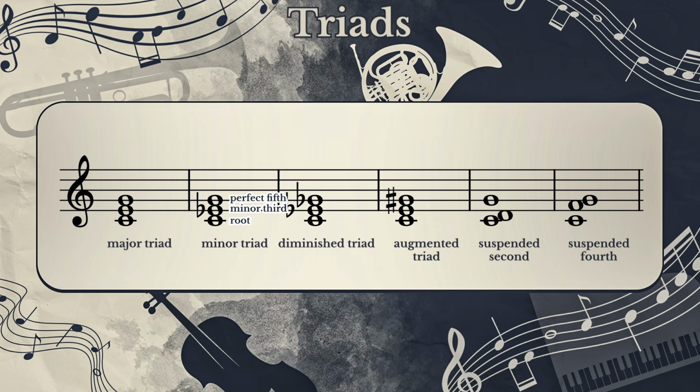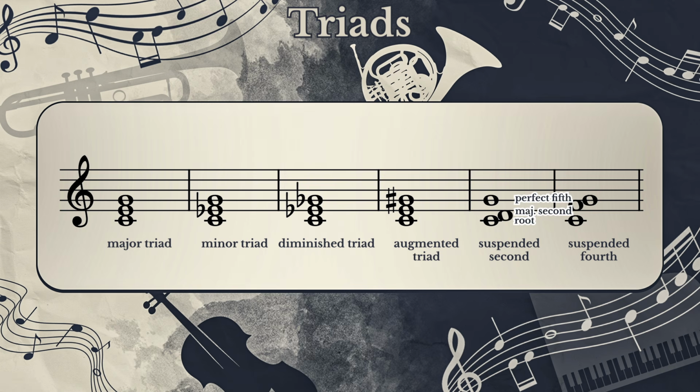The minor triad consists of a root note, a minor third, and a perfect fifth. It sounds sad or emotional. The diminished triad consists of a root note, a minor third, and a diminished fifth. It creates tension. The augmented triad consists of a root note, a major third, and an augmented fifth. It sounds strange and mysterious.